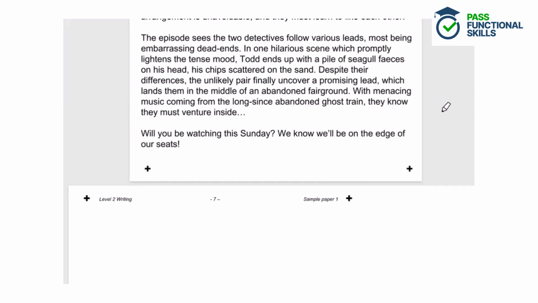The episode sees the two detectives follow various leads, most being embarrassing dead ends. In one hilarious scene, which promptly lightens the tense mood, Todd ends up with a pile of seagull feces on his head, his chips scattered on the sand. Despite their differences, the unlikely pair finally uncover a promising lead, which lands them in the middle of an abandoned fairground. With menacing music coming from the long-since abandoned ghost train, they know they must venture inside. Will you be watching this Sunday? We know we'll be on the edge of our seats.